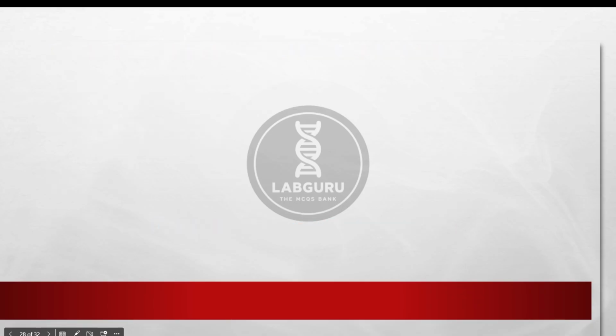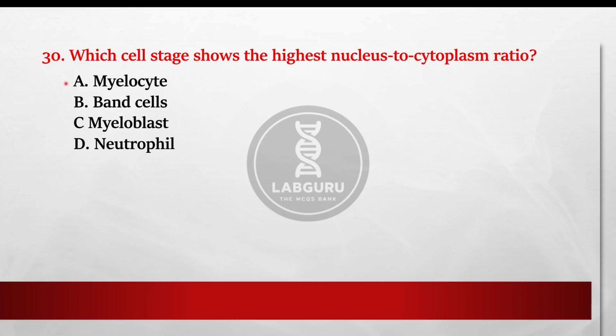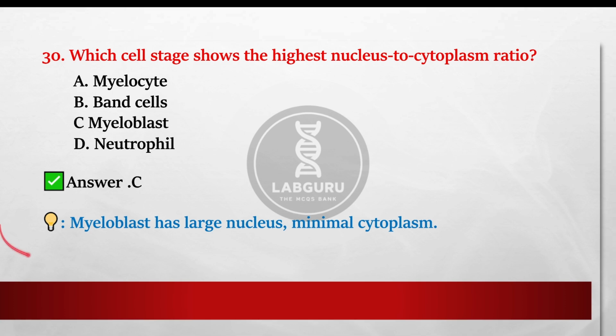Okay. So moving toward the last question of the set, which cell stage shows the highest nucleus to cytoplasm ratio? Here the options are: option A myelocyte, option B band cell, option C myeloblast, and option D neutrophil. Here the right answer is option C, that is myeloblast. Myeloblast has a large nucleus and minimal cytoplasm. So the NC ratio is highest in the myeloblast.